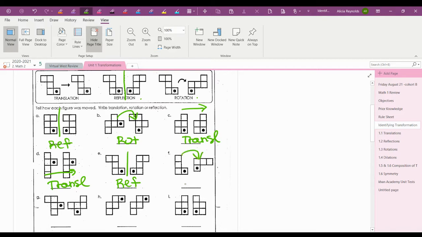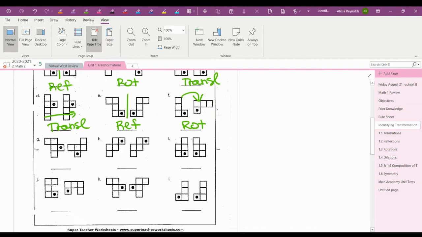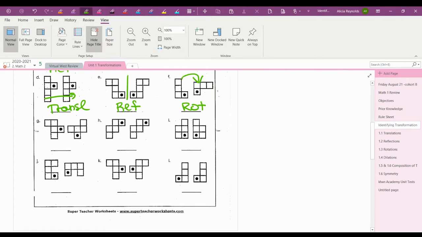I can see here that this is turned on its side, so there's a rotation. Then we have here another one where we can clearly see it's turned. This one is slid over, so that's a translation. This one has that line of reflection there. This one is clearly turned on its side, rotation. Here we can draw that line of reflection there. And then here we can see this one is just translated over.